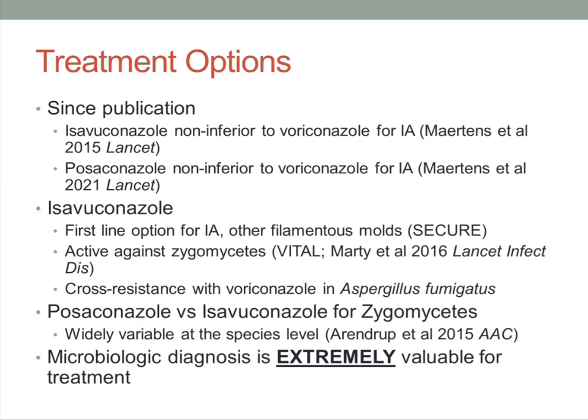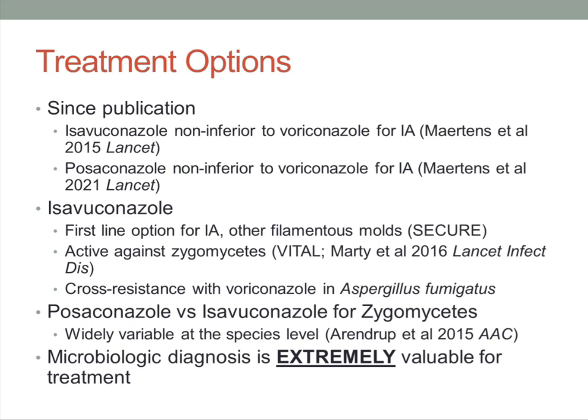Since that was published in 2010, there have been a lot of changes. A study in the Lancet in 2015 looked at isavuconazole compared to voriconazole for treatment of invasive aspergillosis, and isavuconazole was found to be non-inferior. A similar study by the same group for posaconazole was done in 2021, with the same findings: it was non-inferior to voriconazole. So at this point, both drugs are considered non-inferior to voriconazole and acceptable options to treat invasive aspergillosis up front.